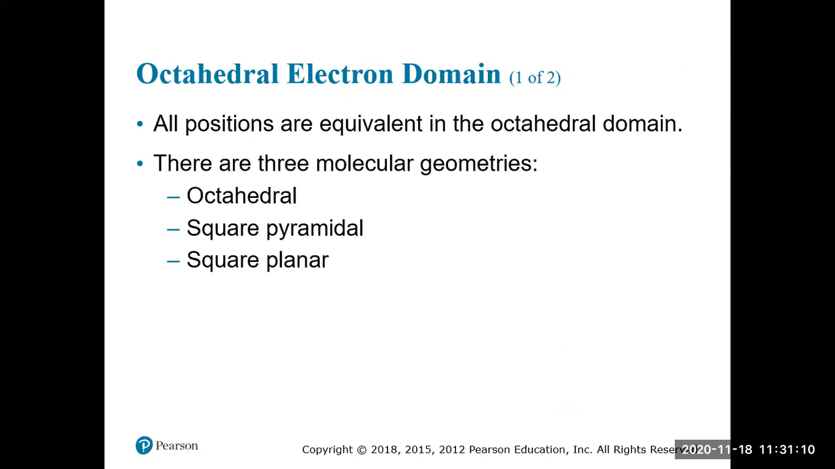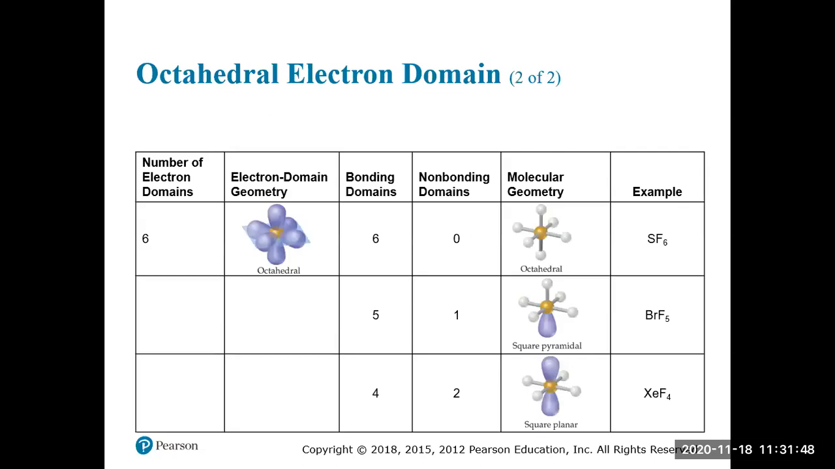Let's take a look at the octahedral electron domain. Remember, octahedral electron domain tells us that we have 6 electron domains coming off of it. And in the octahedral configuration, all the positions are equivalent. That just means the bond angles are all going to be the same. It doesn't matter which one you put it at, they're all equivalent. So there are 3 molecular geometries associated with that: octahedral, square pyramidal, and square planar. Let's take a look at what those look like.